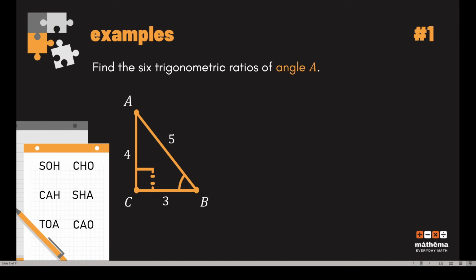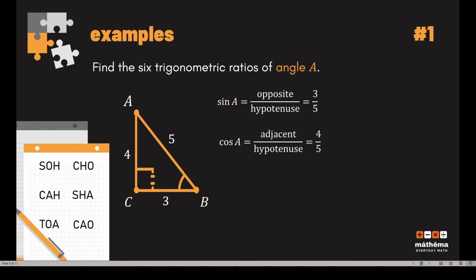So for sine of the angle A, we have the opposite over the hypotenuse. Now the opposite side of angle A is 3. The hypotenuse is 5. Therefore, we have 3 over 5. Cosine of angle A, we have the adjacent side and the hypotenuse side. Adjacent is 4. Hypotenuse is 5, so we have 4 over 5. Tangent of A, we have opposite over the adjacent side, so we have 3 over 4.